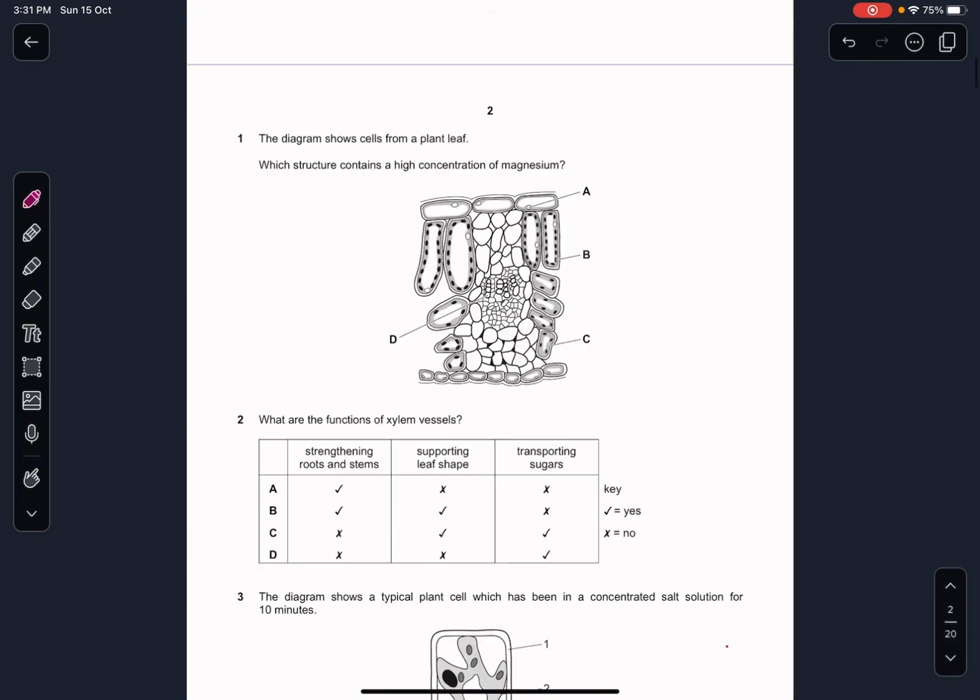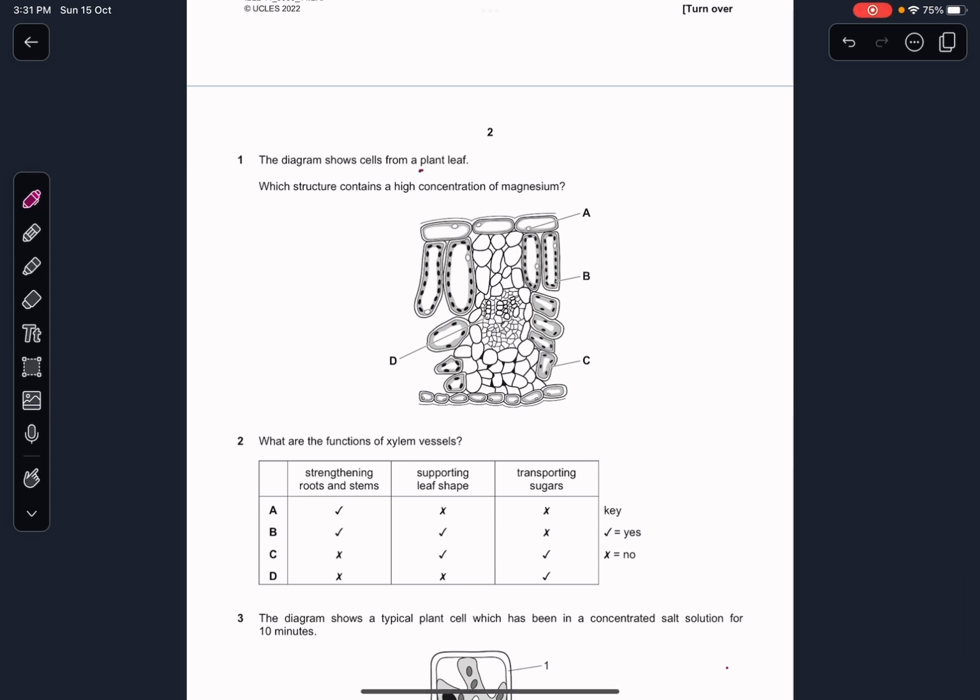Okay, so the first question is, the diagram shows cells from a plant leaf. Which structure contains the highest concentration of magnesium? This is a pretty straightforward question. We know that the palisade cells have the highest concentration of magnesium, so the answer accordingly would be B.